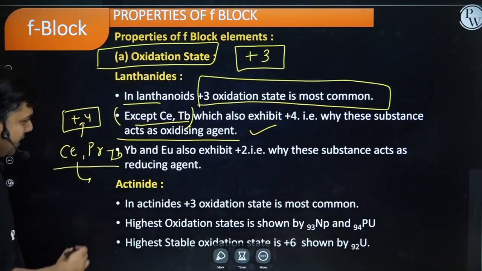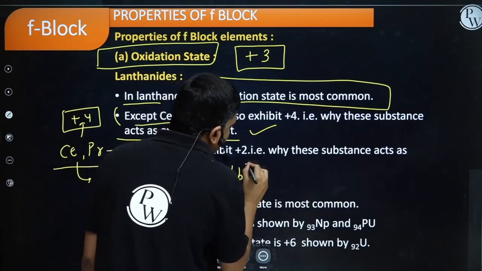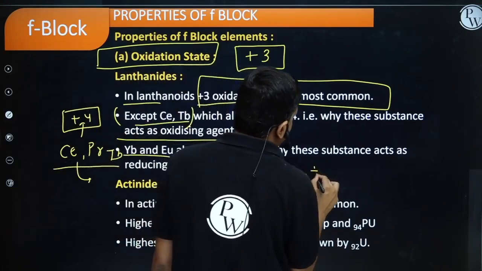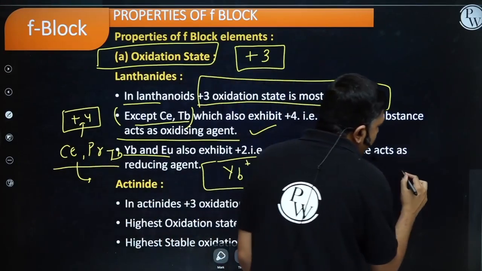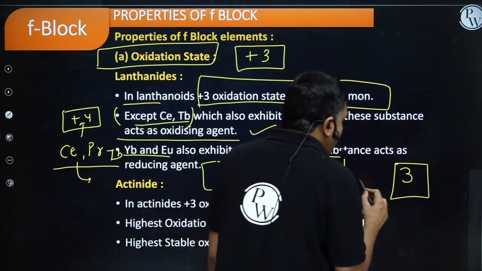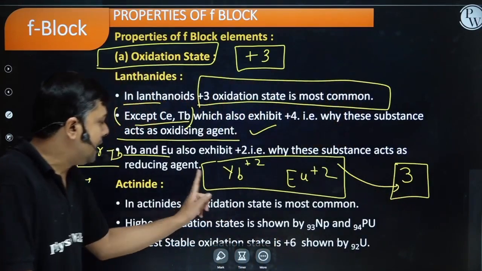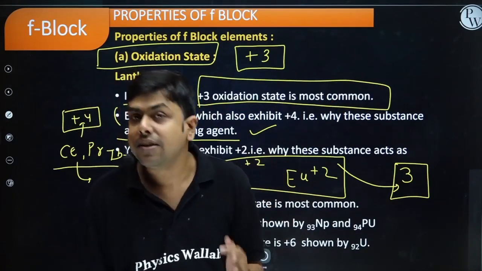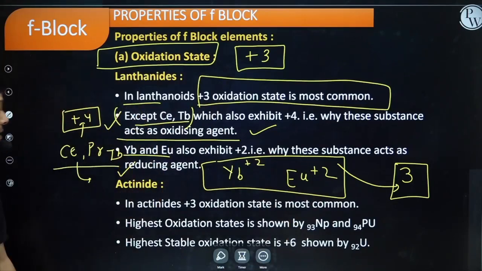Next, students, these two elements: Yb exhibits an oxidation state of +2, and Eu also exhibits an oxidation state of +2. Now the most common oxidation state is +3, so they will have a tendency to get oxidized. So basically, in the lanthanide series, these two elements, Yb +2 and Eu +2, act as reducing agents. These two statements are really, really important.